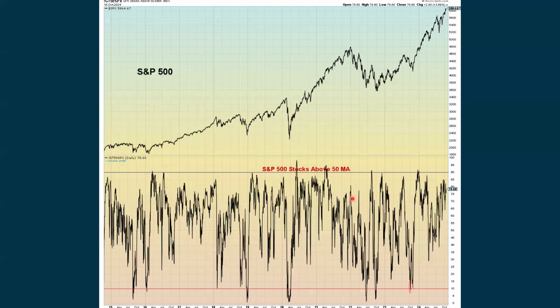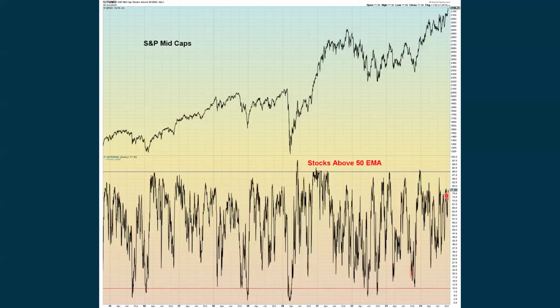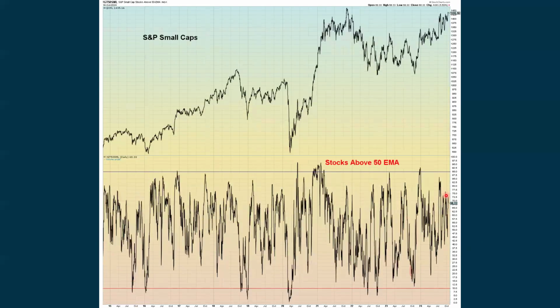Then we look at stocks above their 50-day moving average in the S&P, also above 50 and looking positive. The mid caps above 50, looking positive there. And the small caps also still hanging in there and looking positive.